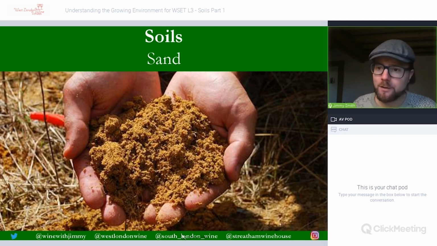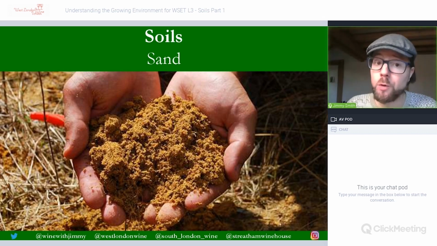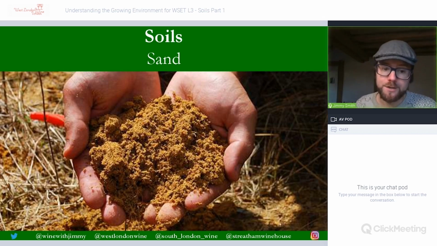Sand. Now, sand is the next sort of size down for your level 3 syllabus. So stones and rocks are the largest particles of soil. And then we have sand. So sand are tinier particles. It's the largest of the rest, and that's really going to only compare to clay for the level 3 syllabus. Sand drains quite easily, and it works therefore quite well in wet climates. But for very drought-ridden areas, sandy soils can be quite problematic.